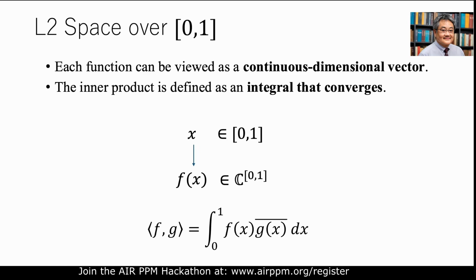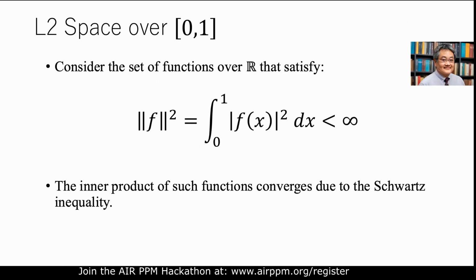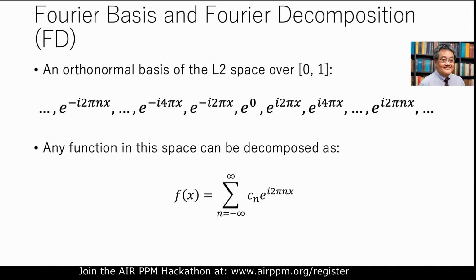The convergence of the inner product follows from restricting functions to those that are square integrable. This means that the integral of the square of the function's absolute value must converge. Just as we saw earlier, the convergence of the inner product also follows from the Schwarz inequality. Now we have the L2 space over the interval from 0 to 1, which is an infinite dimensional linear space equipped with an inner product.